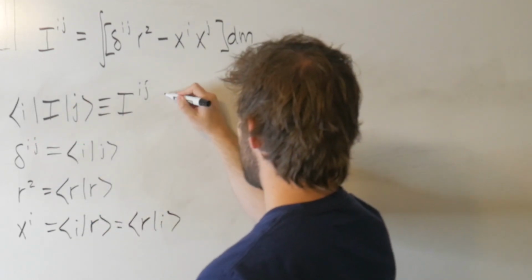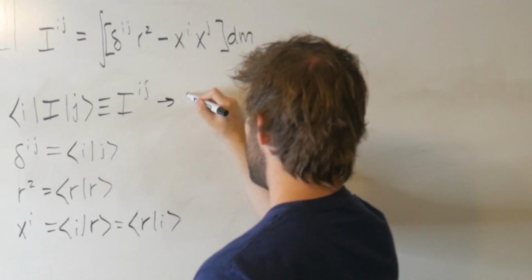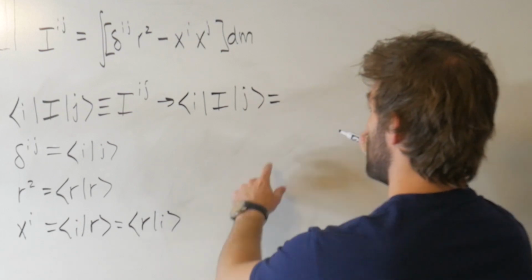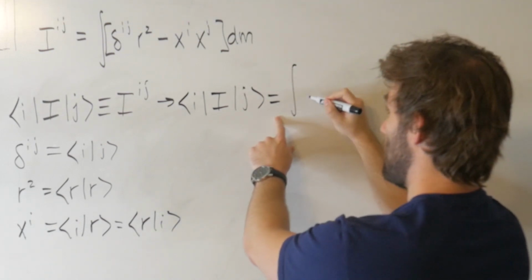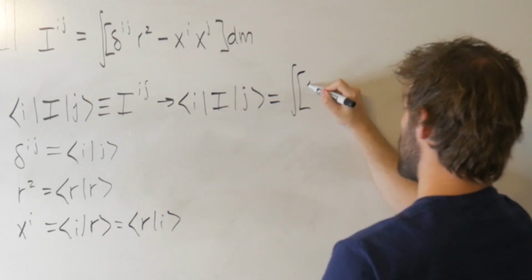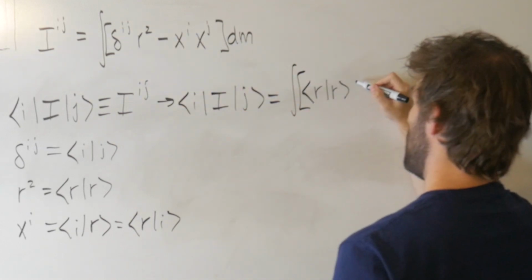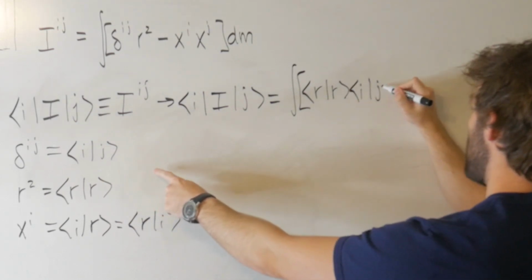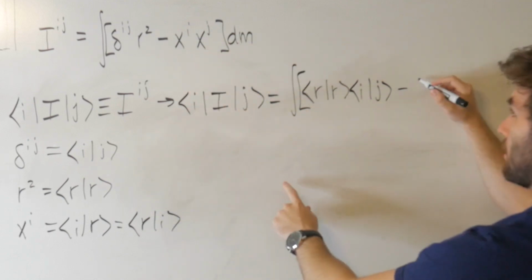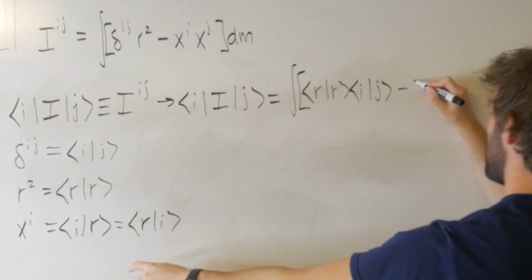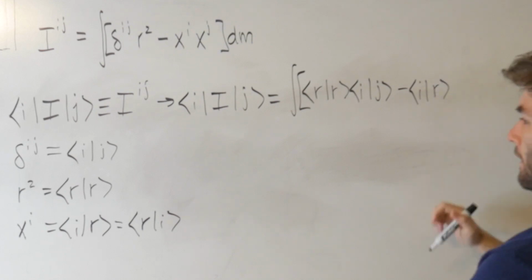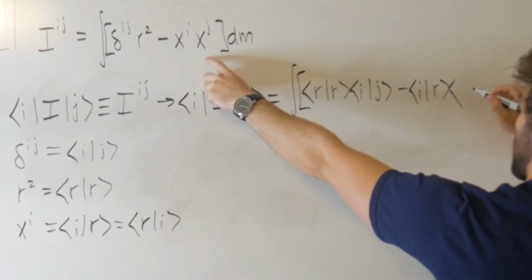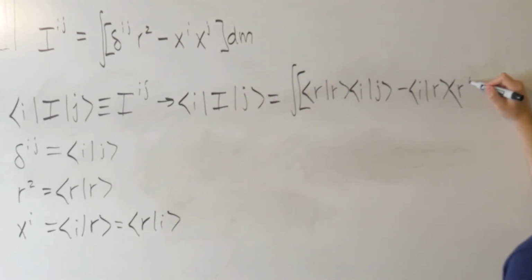And when we do that, we get that I_ij is equal to the integral of, I'm going to write r first, r, and then we've got delta ij minus xi, which is here, so we've got i r. And then I'll show you why I wanted to write it this way right now. So this can be represented as r j dm.